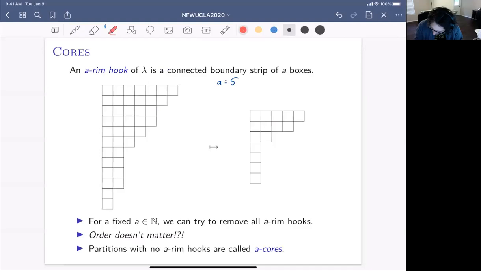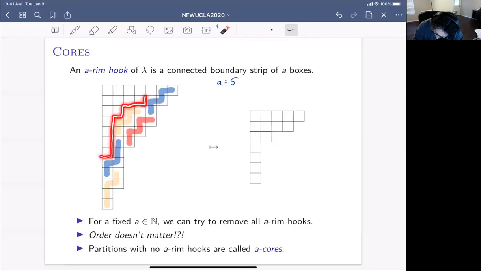So for example, I could remove these 5. And having done that, maybe I could remove these 5. And having done that, maybe there's some more that I can remove. Maybe I could remove 1, 2, 3, 4, 5 like that. Having done that, maybe I could remove here 1, 2, 3, 4, 5. And hopefully there's one more that I can do. Yeah, 1, 2, 3, 4, 5. Okay, so these are rim hooks and I've removed them. And what's left over is this shape. I don't think there are any more rim hooks. And that's the shape on the right there.